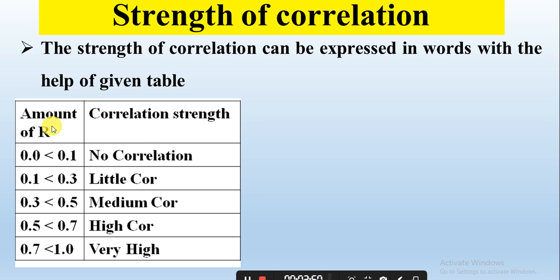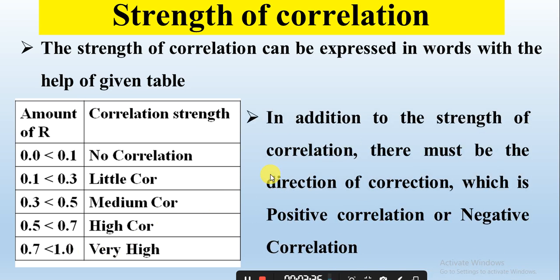So this is the table on the basis of which we can express the correlation in terms of words. If the correlation value is 0.0 or less than 0.1, then we can say there is no correlation between these two variables. If the value is 0.1 to less than 0.3, then we can say that they have a little correlation, and if it is less than 0.5, then they have a medium correlation, and if less than 0.7, then we can say that these two variables have high correlation, and if it is 0.7 to less than 1, then we can say that these two parameters have very high correlation.